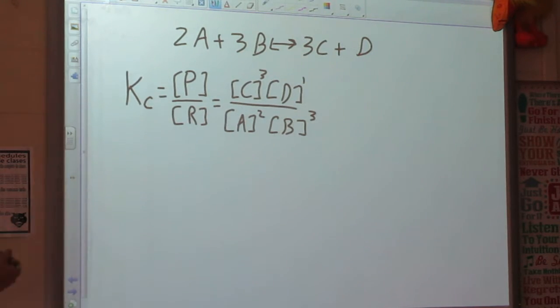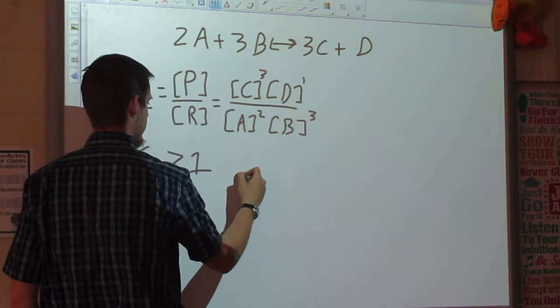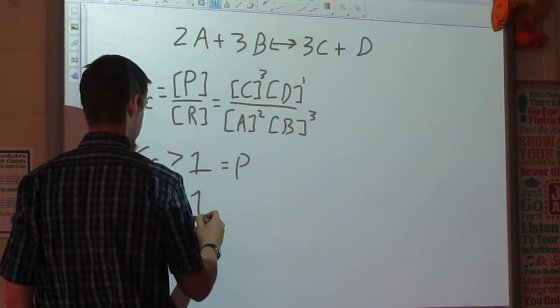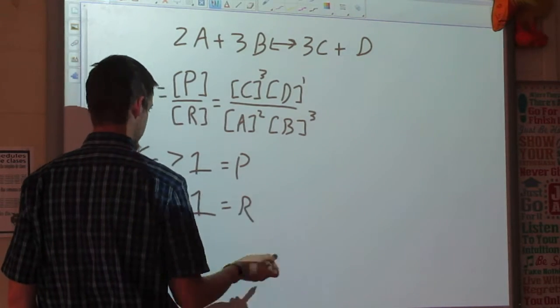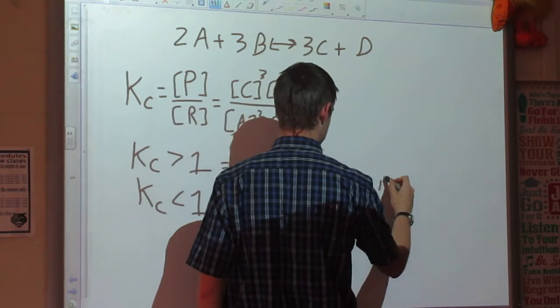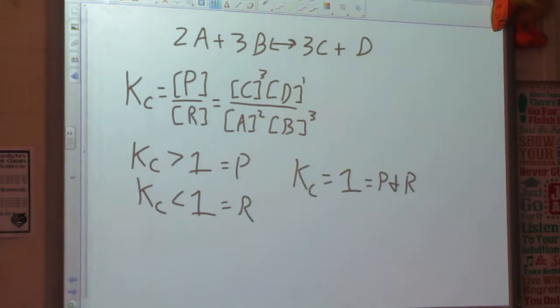If KC is greater than 1, it favors the products. And if KC is less than 1, it favors reactants. If KC equals 1, it favors both. It's a tie. 1's a magic number.